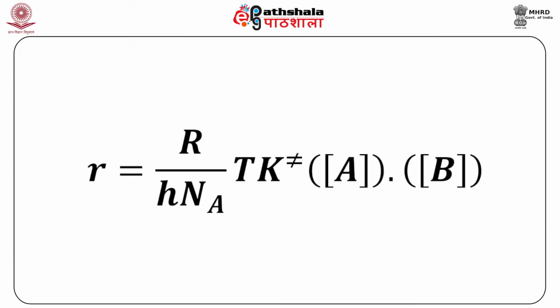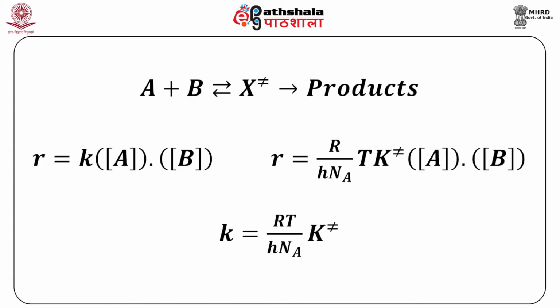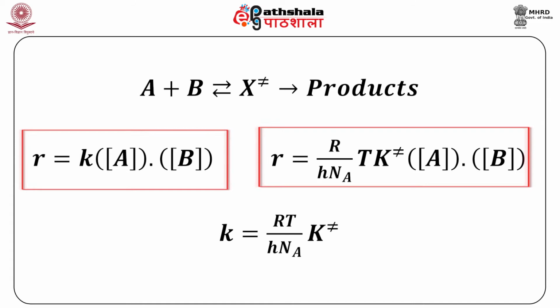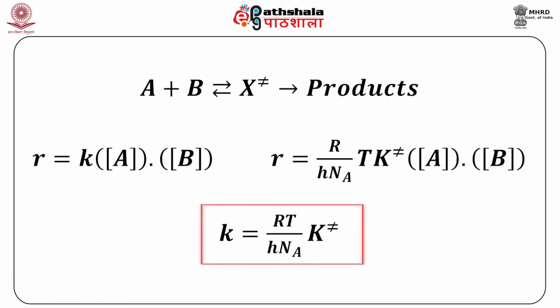Now, substituting this frequency back into the rate expression gives the rate as R upon hNA into T into K into concentration A into concentration B. Now, for the same reaction A plus B giving transition state complex giving products, the classical rate expression is rate equals K into concentration A into concentration B. On comparing the rate expression obtained from transition state theory and the classical approach, we get the value of rate constant K as RT upon hNA into K.